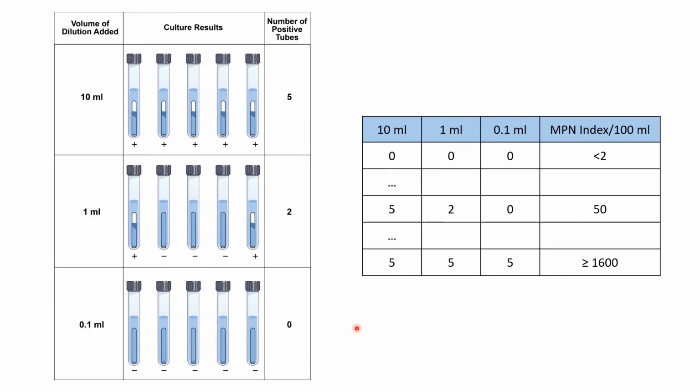Then you plug that number into the MPN index that you can find online. The MPN index is a long table that says if you get 0 positives in all 3 groups, your MPN value is less than 2. At the other end, if you have 5 positive tubes for all three groups, it means you have over 1,600 MPN. So you go through that index and you find the one you've got. In this case, you find 5 positives for 10 mL, 2 for 1 mL, and 0 for 0.1 mL. So in your case, you report your MPN value as 50.